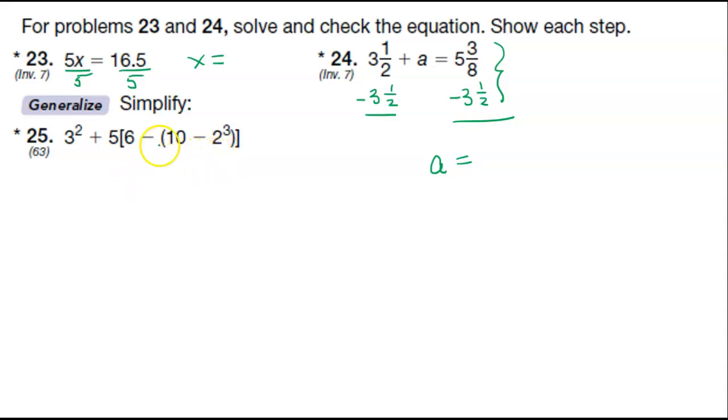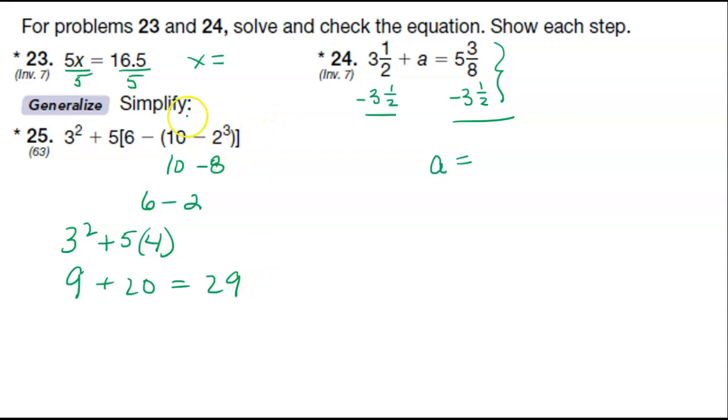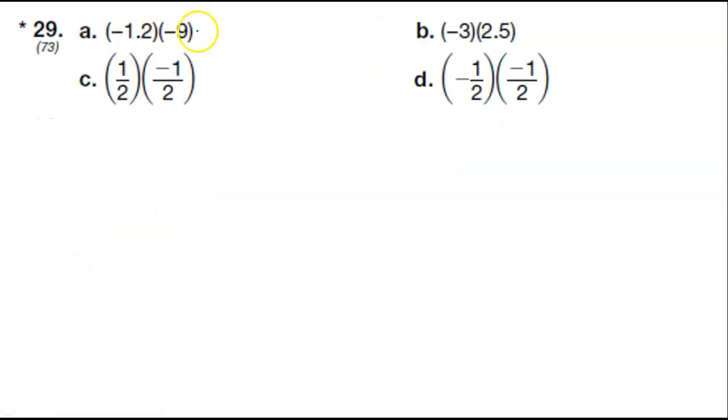Boy, this is gross. Okay, so we have 10 minus 8, which is 2. 6 minus 2, which is 4. We have 9 plus 20, which is 29. So these are symbols of inclusion, and you start here, and then you go out to here, and then you can do PEMDAS. So let me know if you have questions on that one.